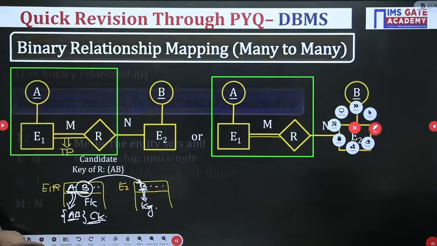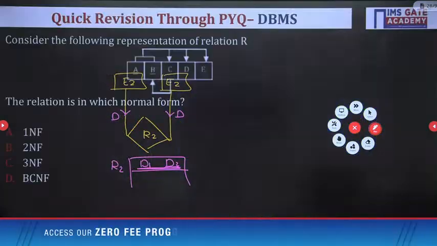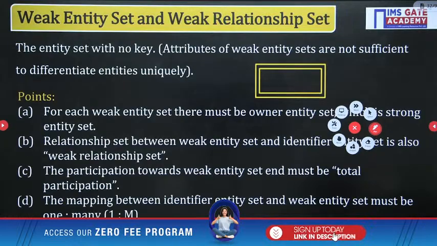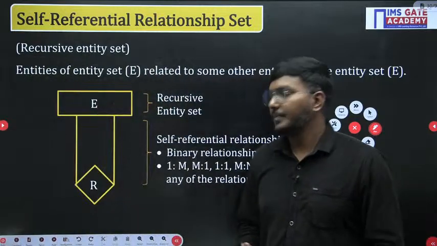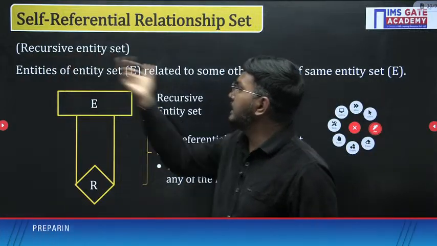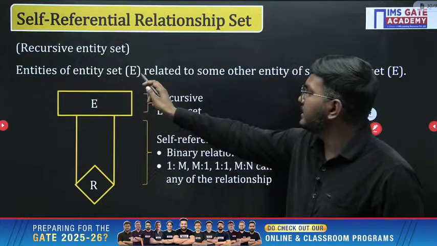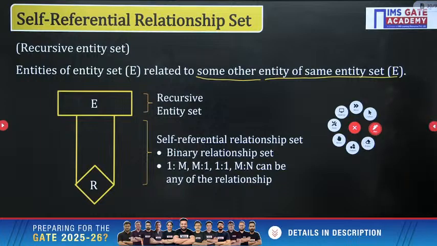Okay. Now let's see the last concept here, the self-referential. Self-referential is also called recursive entity sets. Here entities of the entity set E are related to some other entities of the same entity set.